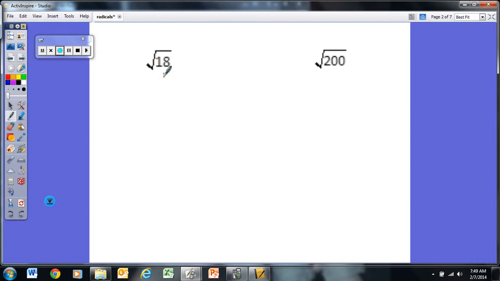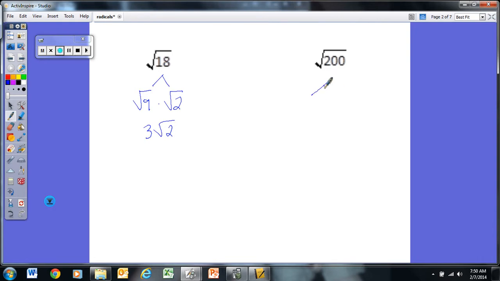Yes. So we could rewrite this square root as the square root of 9 times the square root of 2, because we know this value. We know that the square root of 9 is 3. So your answer would be 3 radical 2. That's how I was taught, and that's how a lot of teachers still teach it. And if that makes sense to you, that's great.